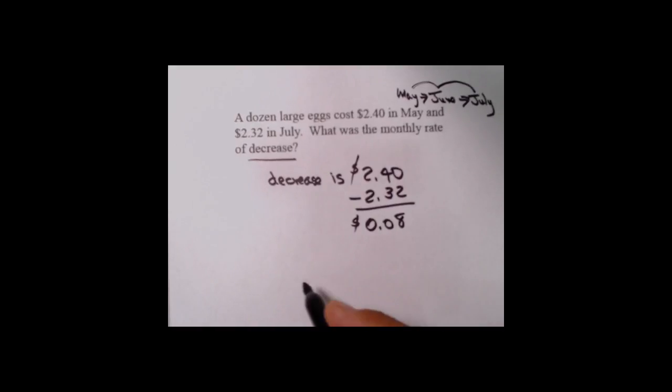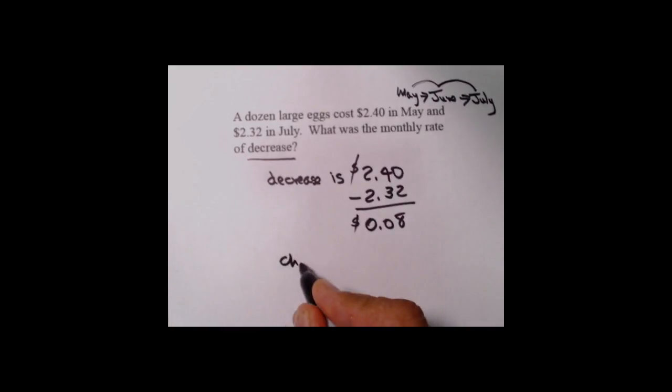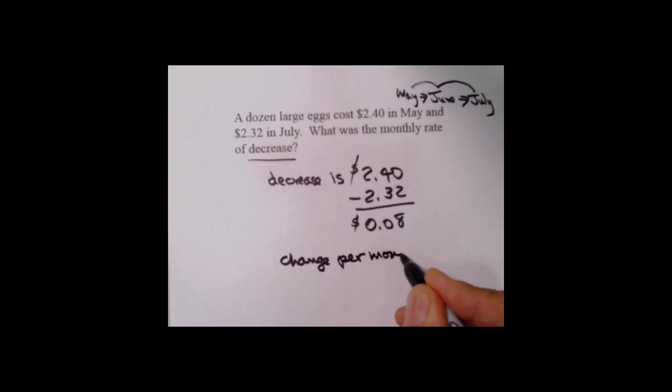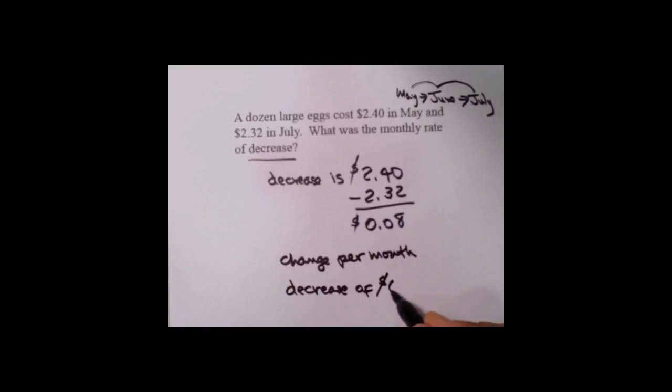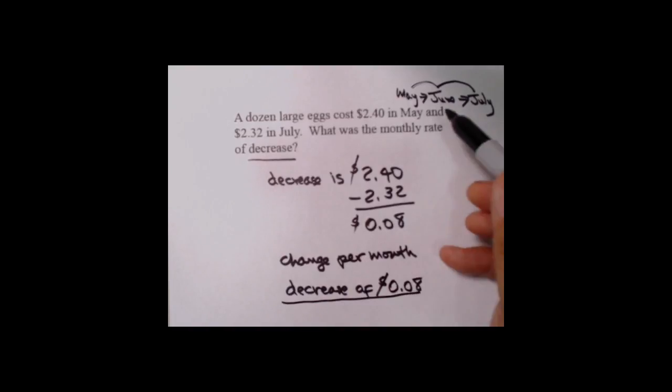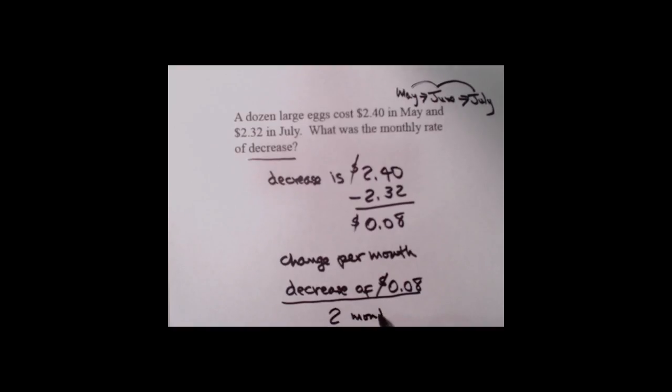We set this up as the change per month. We want to talk about it in months. Now, writing it as a ratio to begin with, to be able to get it to this rate, what was the decrease? Well, we had a decrease of $0.08 over a total of 2 months. So I put the months down here.